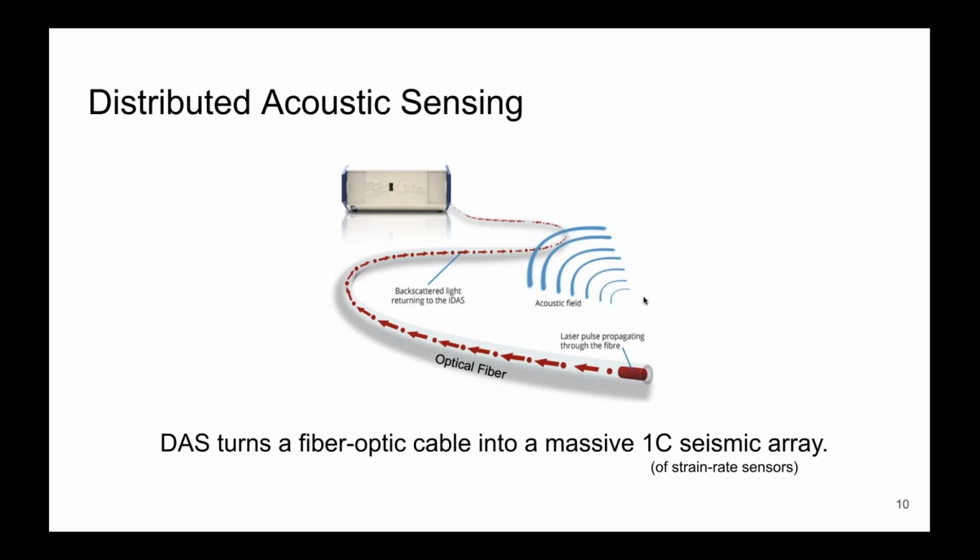We have an instrument that is field ready, connecting to a single mode fiber, sending out laser pulses, and recording the backscattered light, that is the Rayleigh backscattered light, from every position along the cable. And that turns a single mode fiber into essentially a massive single component seismic array.